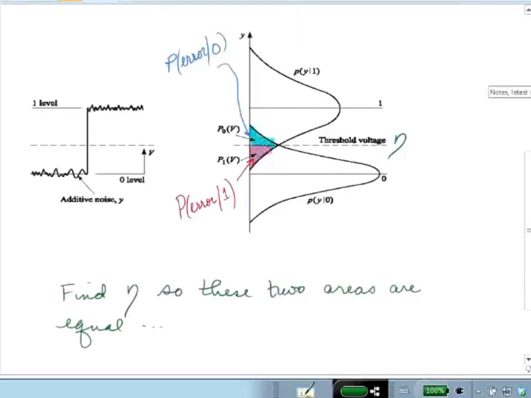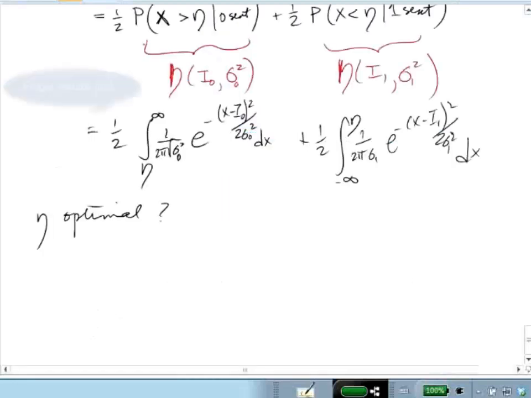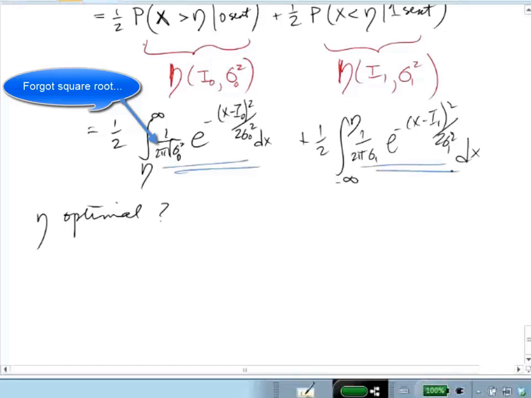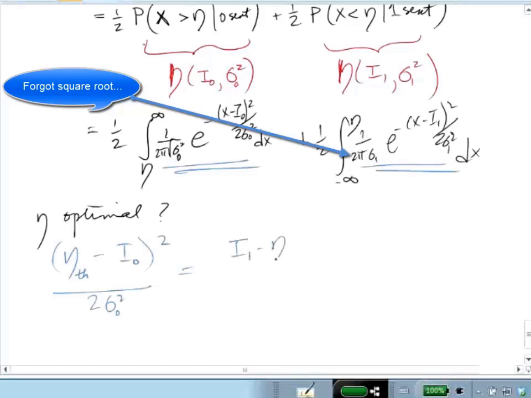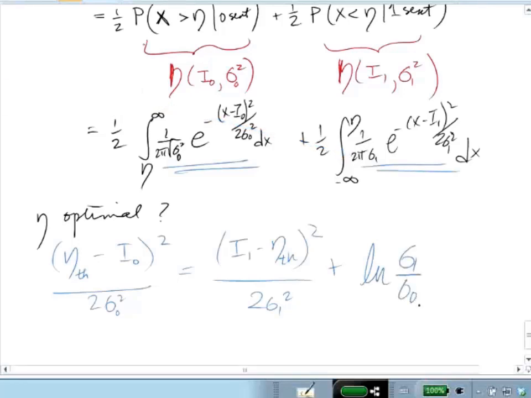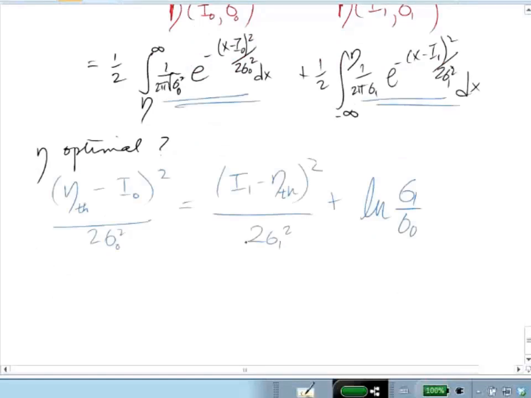So let's look back at our graphic here. We have equal probabilities if we find the intersection of these two probabilities. So if I want to find the intersection of them, I look at the probability density functions, which are written in here, and I try to put them equal. So I'm saying the optimal occurs when they coincide. So then theta optimal minus I0 squared over 2 sigma 0 squared would equal I1 minus theta optimal squared over 2 sigma 1 squared plus the logarithm of sigma 1 over sigma 0. So I just took the logarithm of both sides to come up with this expression, so I didn't have the exponential in it.